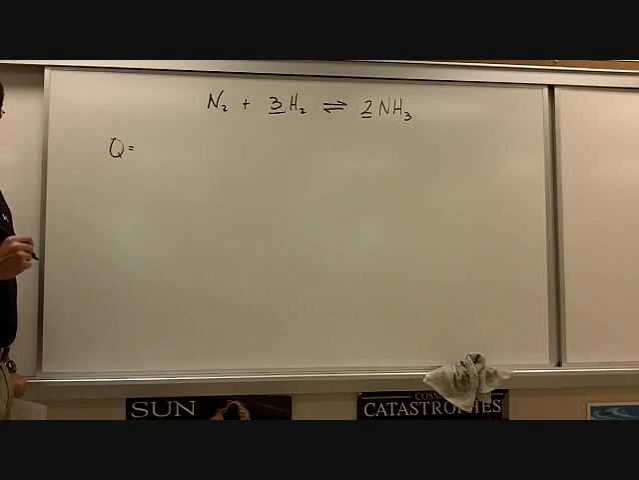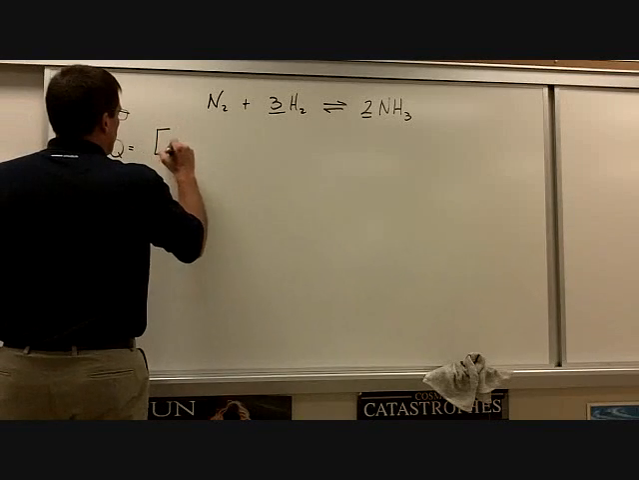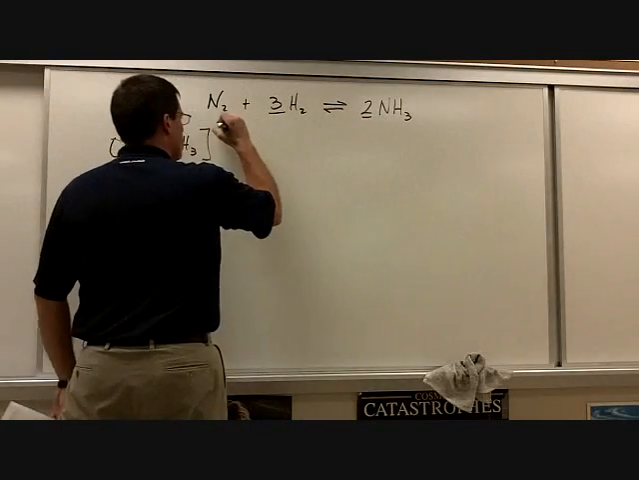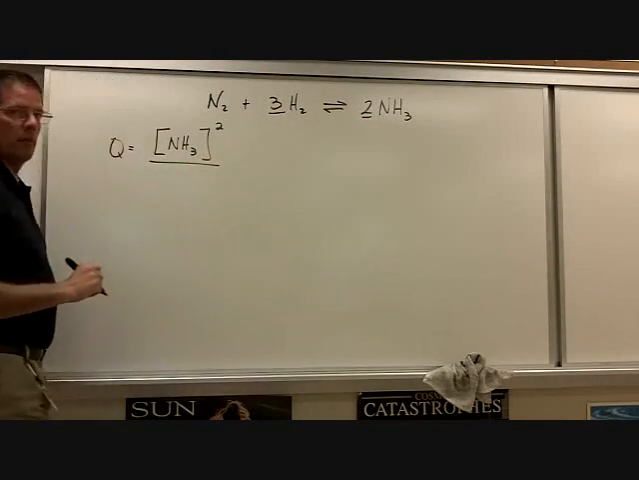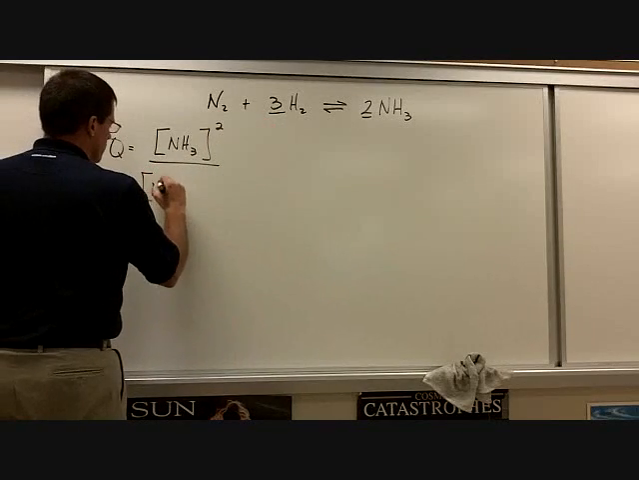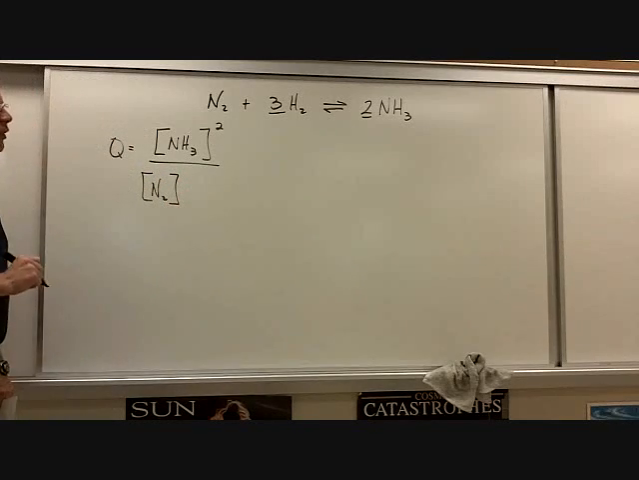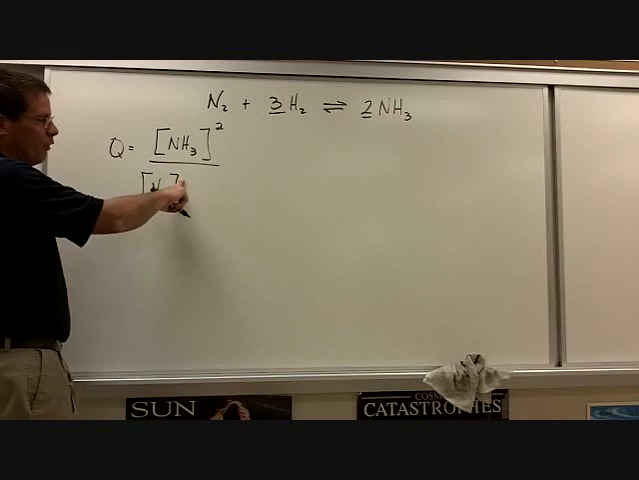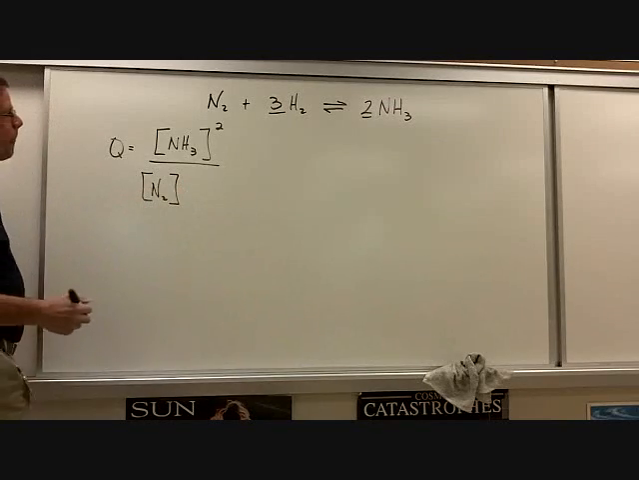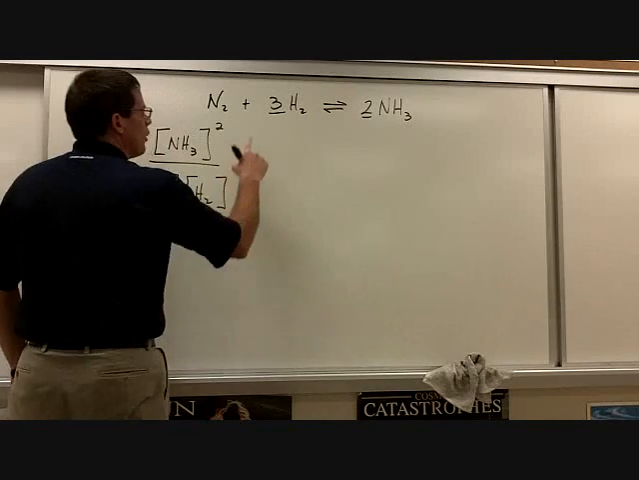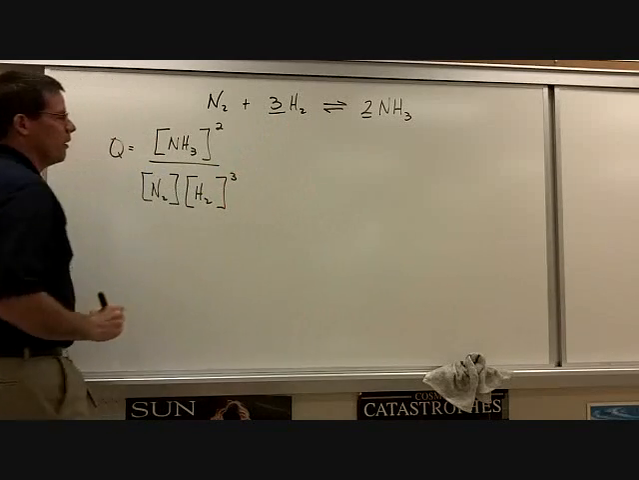Who goes on top? Products. Products, which is ammonia. So I'll put NH3, and since it has a coefficient of 2, we square that. Okay. And then we're going to put our reactants on the bottom, nitrogen. Since it has a coefficient of 1, we don't need to put a value there. If you need to, that's fine. Okay. And then for the hydrogen, since we have a coefficient of 3, we cube it.